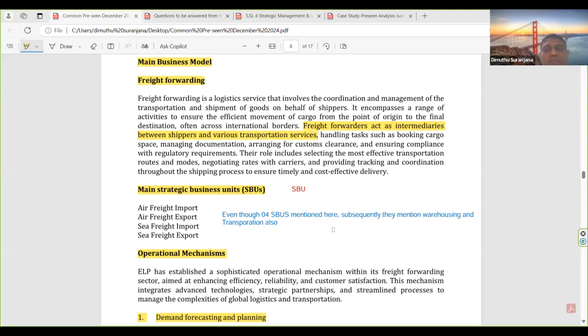Main strategic business units. Now they have mentioned 4 SBUs: air freight import, air freight export, sea freight import, sea freight export. But even though they have mentioned 4 SBUs, they mention air and sea freight activities plus warehousing and transportation as their key business segments. Therefore, one can argue that warehousing and transportation also form a major segment, an SBU. Even though it's not directly given, they are working in those segments also. So air, sea, warehousing and transportation can all be considered as SBUs.